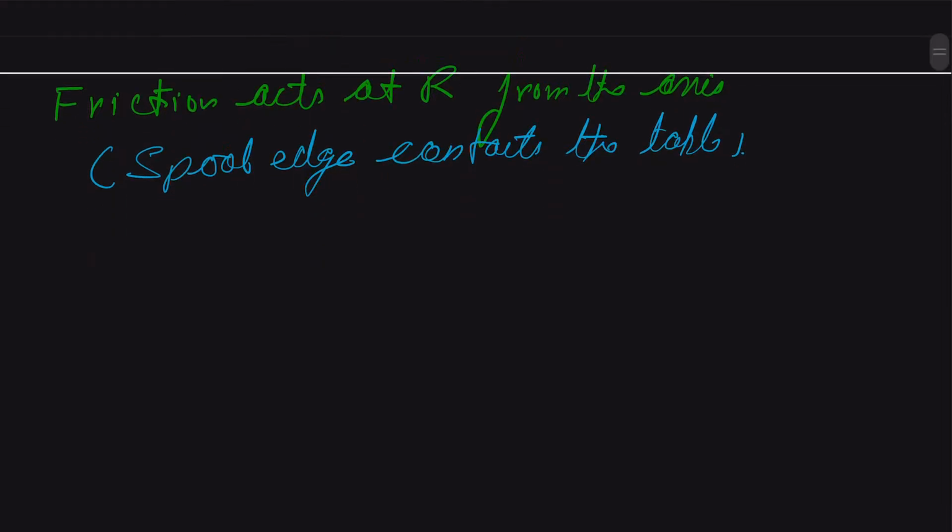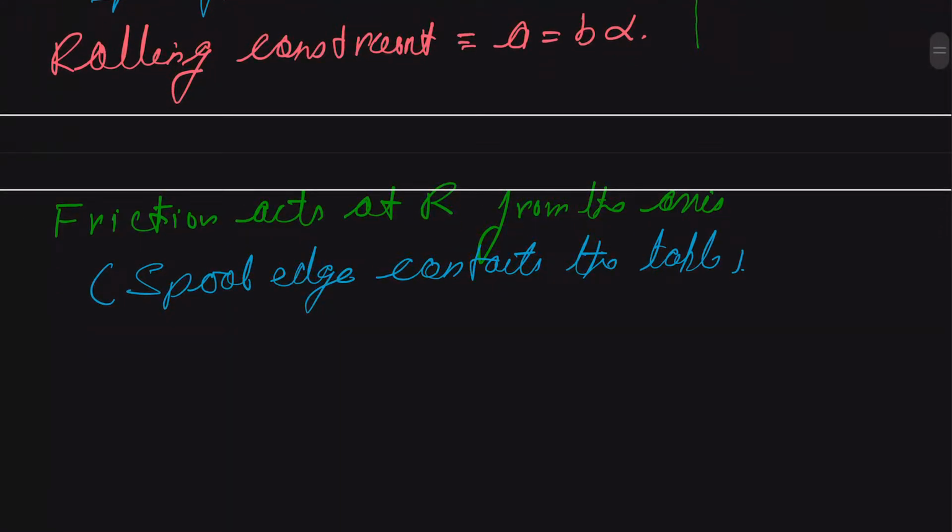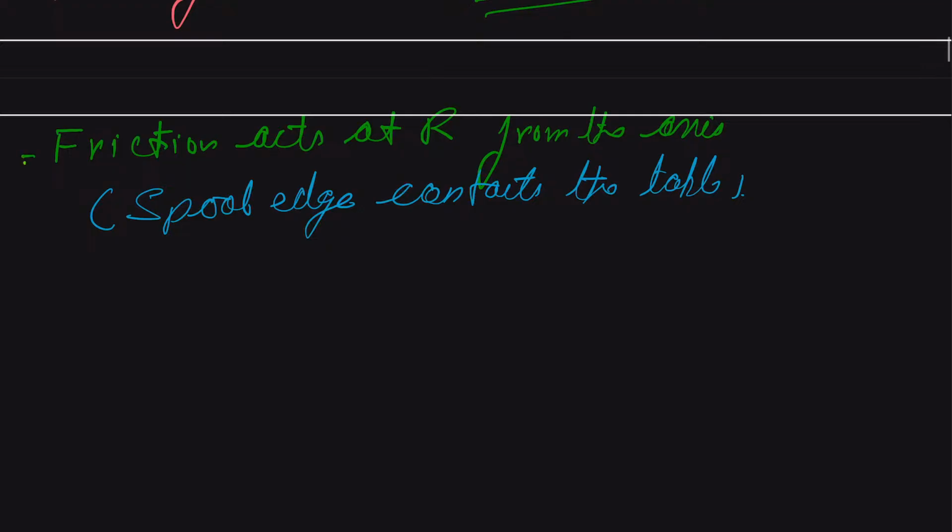And next will be the same. The main difference is the rolling constraint, that A is equal to B times alpha, and these two are similar to our first part. Okay. And the force is applied at B from the axis, which is the same, or we can say our pull acts at B from the axis.